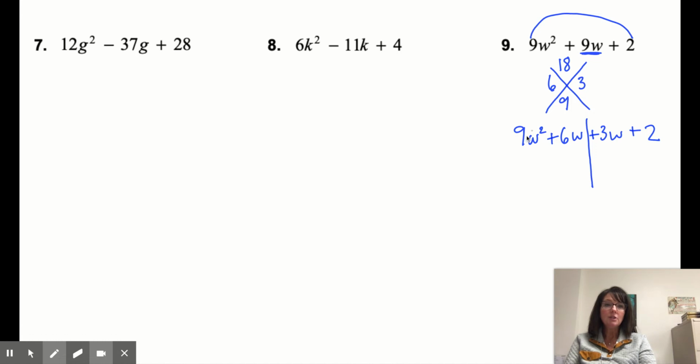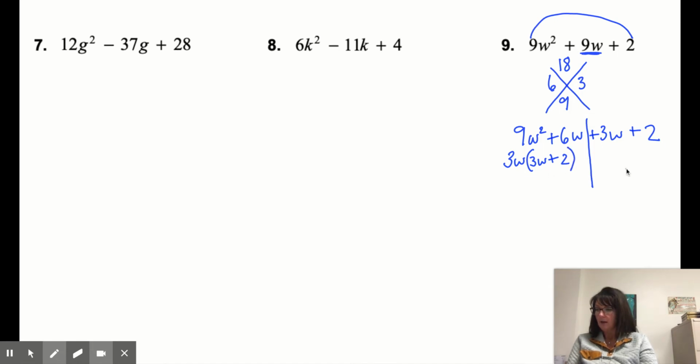So when I look at these two, and I want to pull out the common factor, we did this in lesson 7.4 possibly. So we're just looking at these two for a greatest common factor between 9w squared and 6w. I know it's going to be 3w. Okay, so 9 divided by 3 is 3, w squared divided by w is w, 6 divided by 3 is 2, and the w comes out.